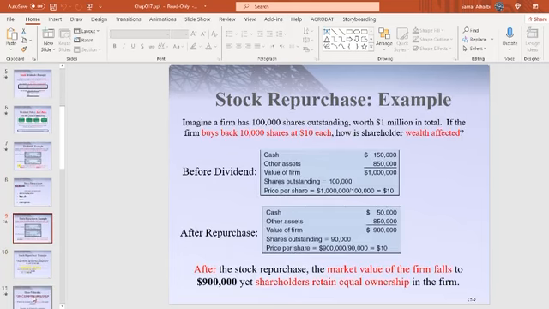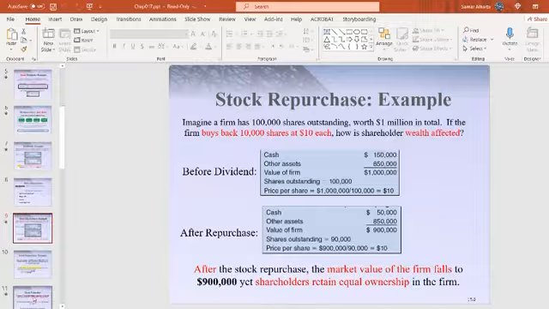Here we have an example similar to the example we did for dividends, but this is for a stock repurchase. Imagine a firm that has 100,000 shares outstanding worth 1 million. If the firm decides to buy back 10,000 shares at $10, so the company decides to buy their own shares, they say how much they want to buy: 10,000 shares, and they are happy to pay $10 for each. Now, the normal question is how this affects the wealth of the shareholders.